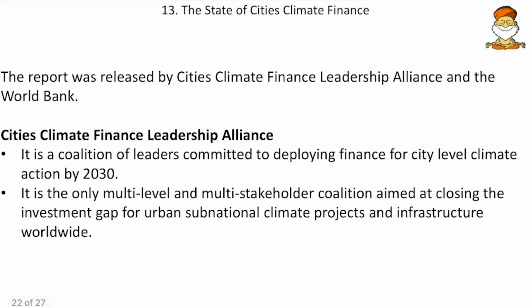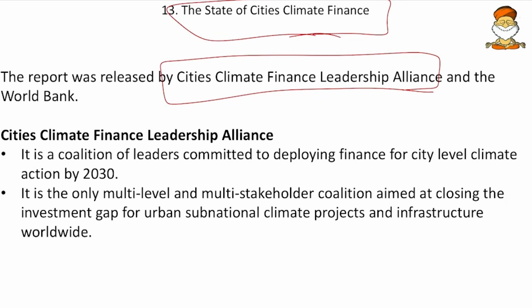Then come to next, the State of Cities Climate Finance. So the report was released by the Cities Climate Finance Leadership Alliance. So remember, this is the name of the report and this is the alliance which is coming up with the report. And it is also being partnered by the World Bank. And the Cities Climate Finance Leadership Alliance is a coalition of leaders committed to deploying finance for city level climate action by 2030. So here remember, this has nothing to do with the United Nations. So it is just a coalition of leaders, coalition of some nations.